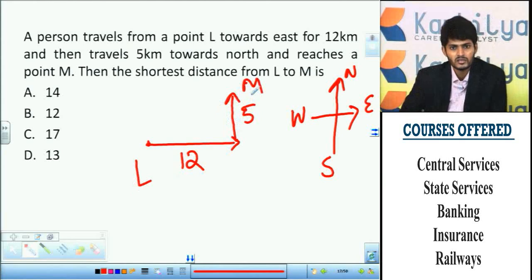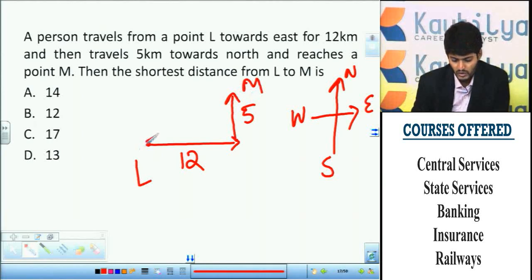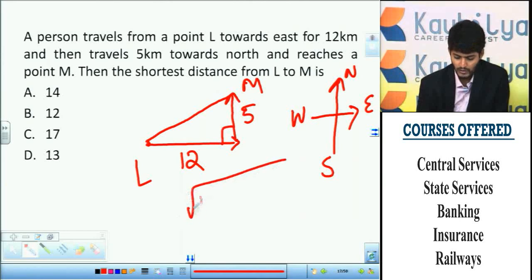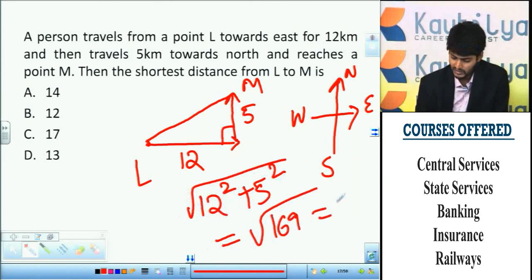Remember, the shortest distance between any two points is always the straight line distance between those two points. So if I join L and M, as you can see, I would end up getting a right angle triangle with the right angle at this point, because geometrical directions are at 90 degrees. So you have a right angle triangle with base 12 and adjacent side 5. Then the hypotenuse would be under root of 12 square plus 5 square. Then you will get the answer as under root 169, which is 13.